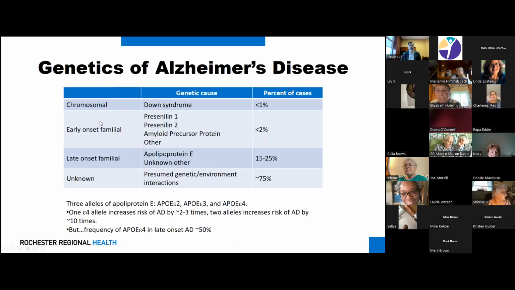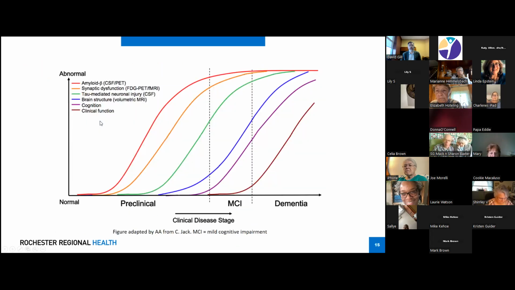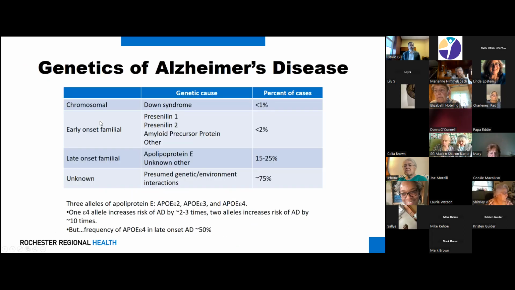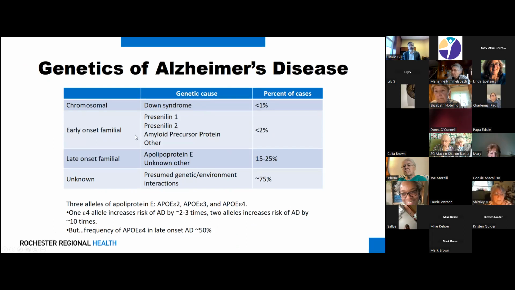Let me come back to that later because I think it's going to make it a little confusing. So I want to talk about the genetics of Alzheimer's disease. There are a number of genes that are very uncommon. Less than 2% of people who have these genes will have Alzheimer's disease at a young age. It's very uncommon and one I don't talk about a lot.